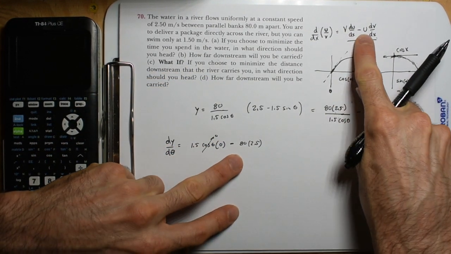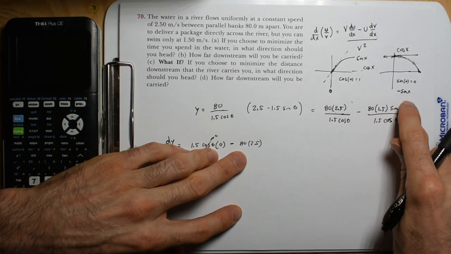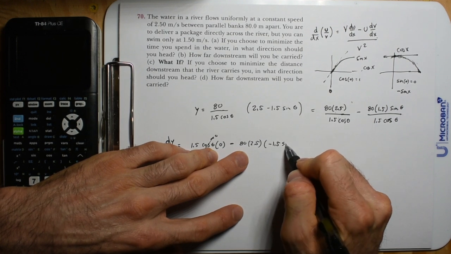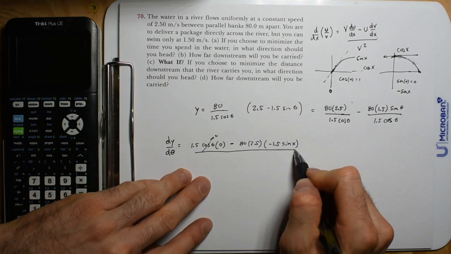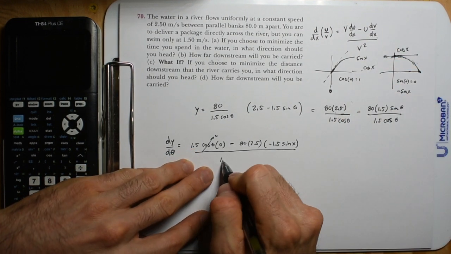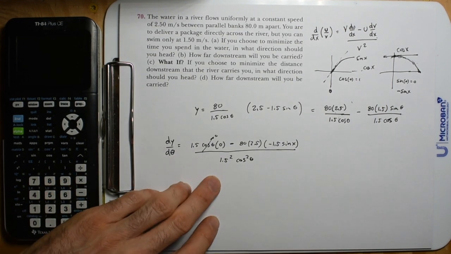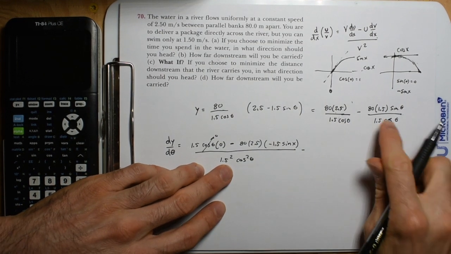So now we've got u, and we're taking the derivative of 1.5 cosine. It's going to be negative sine x, so we've got negative 1.5 sine x. Cool, we're on a roll. And then we just divide all this by v squared. What's our v? It's 1.5 cosine theta, so we've got 1.5 squared, and then cosine squared theta. All right, so we've got that term done. Now we're going to move to this term.